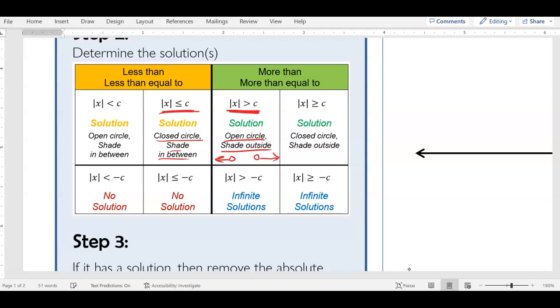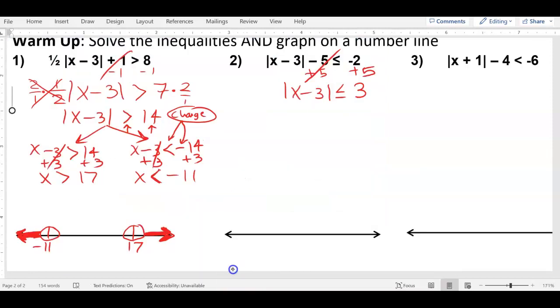On that first one, it should have been this. Anyways, closed circle shaded in between. So if I got 2 endpoints that are closed and I shade in between, it's going to look like that, almost like a barbell or something. Okay, so let's go back to the warm-up.